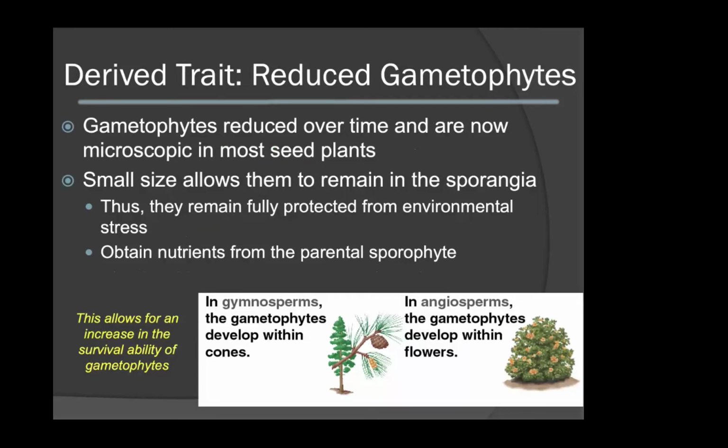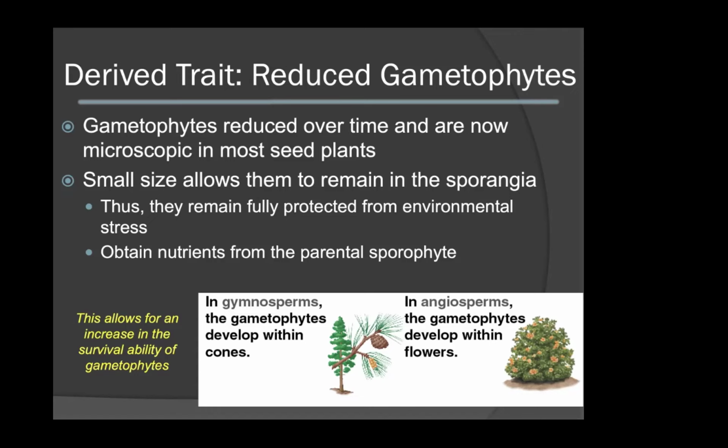The first derived trait we will discuss is the presence of reduced gametophytes. Gametophytes in general have reduced over evolutionary time and are now considered to be microscopic in most of the seed plants. This small size allows them to be retained within the sporangia. This means that they can remain fully protected from any environmental stress. This also means that they need to obtain their nutrients from the parental sporophyte. In general, having reduced gametophytes allows for an increase in survival ability of these stages.